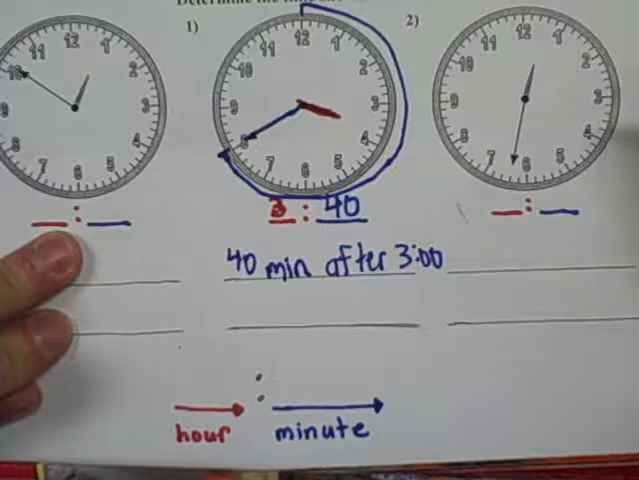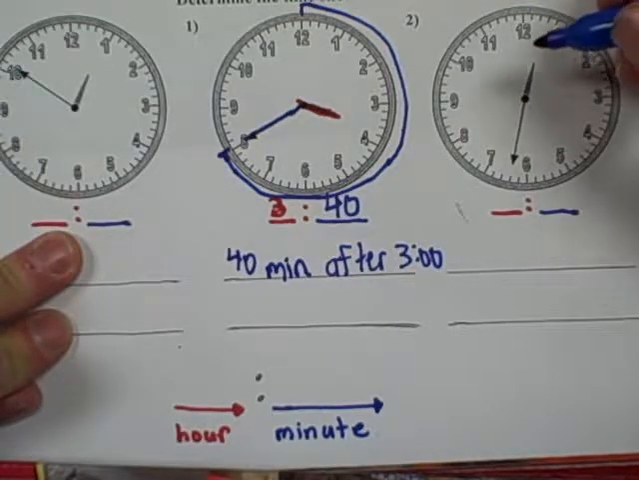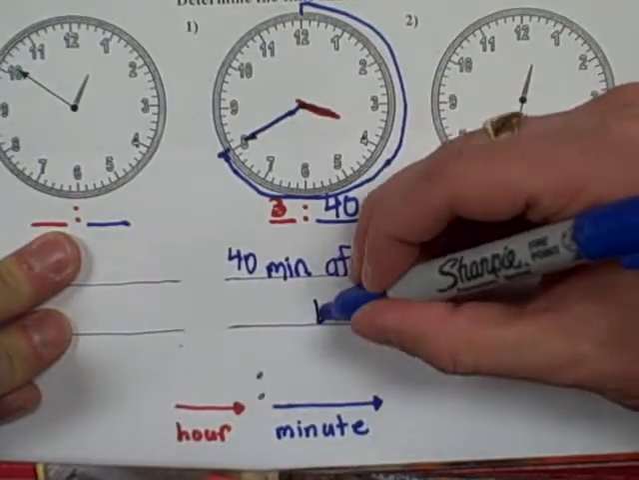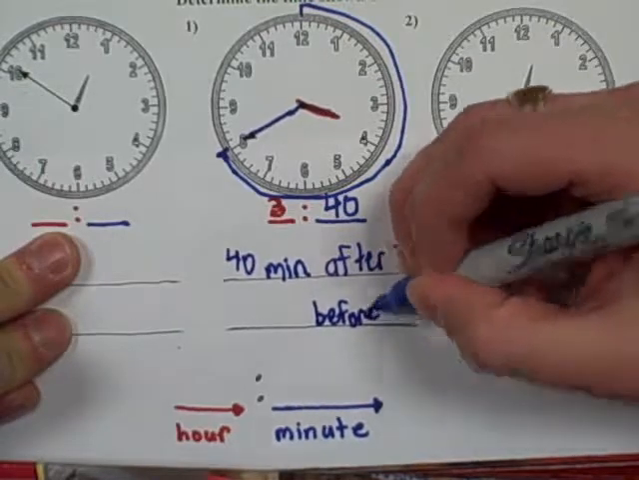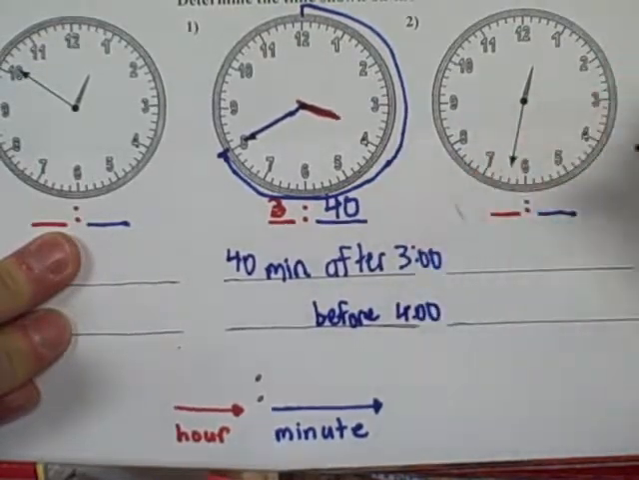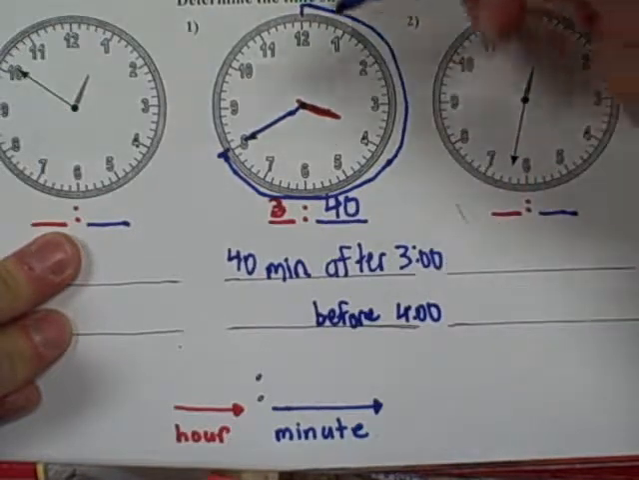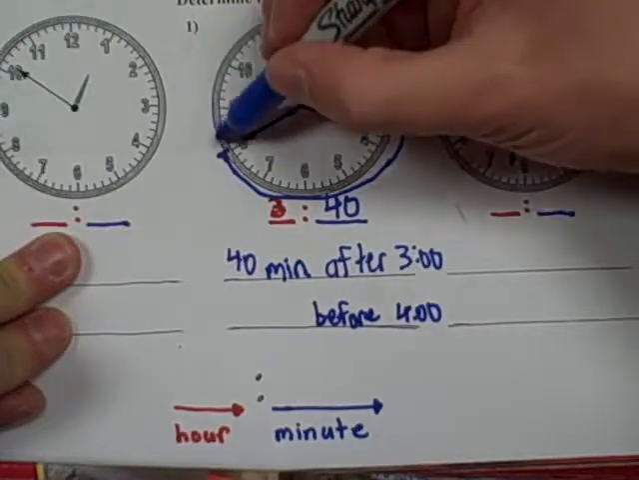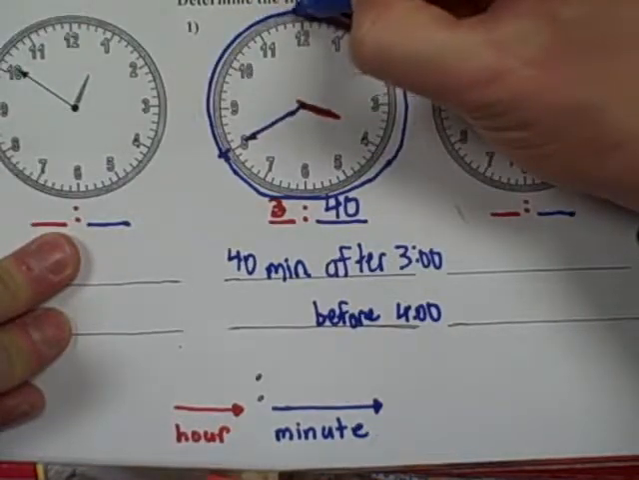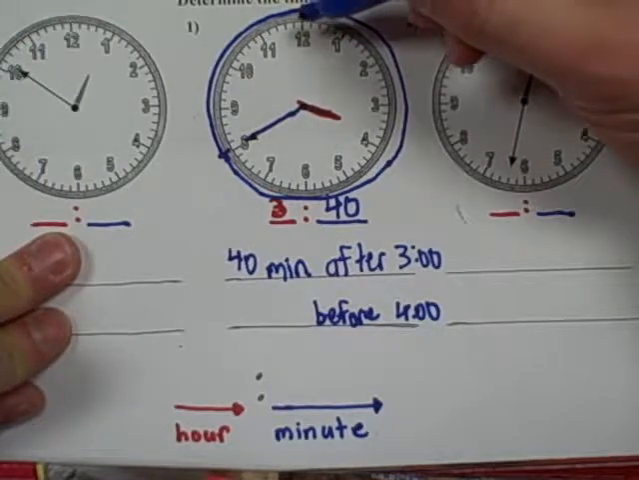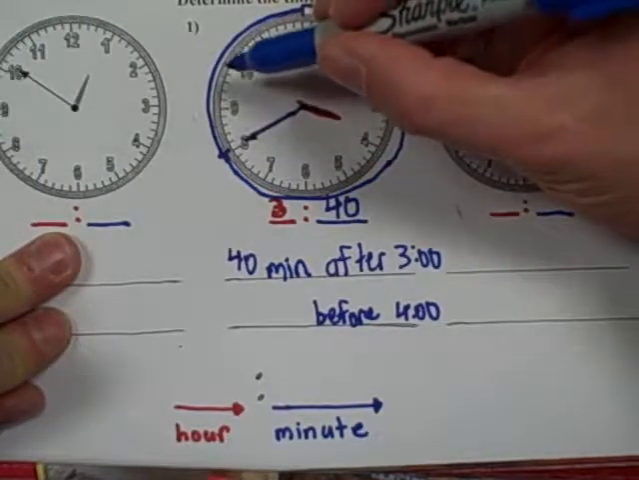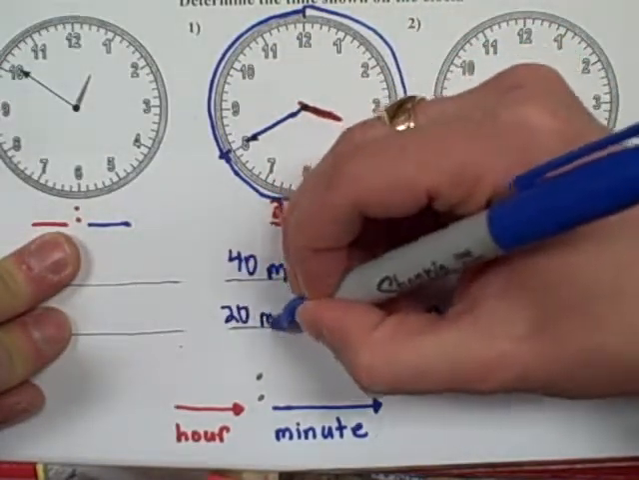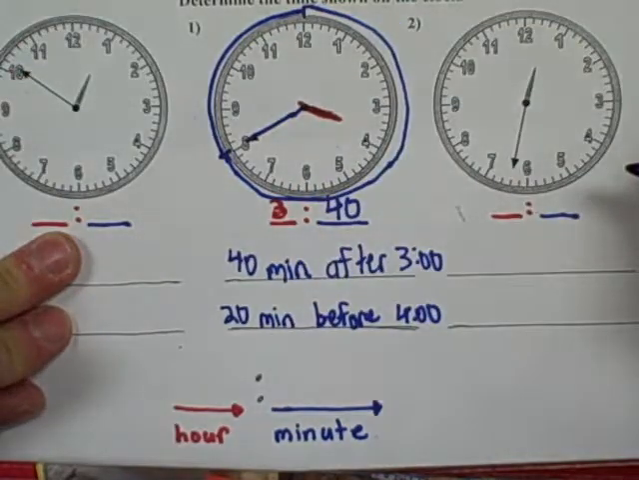Okay, now we're going to describe how many minutes are before the next hour. Well, what is the next hour after 3 o'clock? 4. But it's not after 4, it's before 4. How many minutes before 4 is it? Let's figure that out. Now, we could count starting from the 8 and count by ones, but I think I'm just going to go by 5s again. So when it gets to the 12, we're on the next hour. 5, 10, 15, 20. So another way of writing it would be 20 minutes before 4.